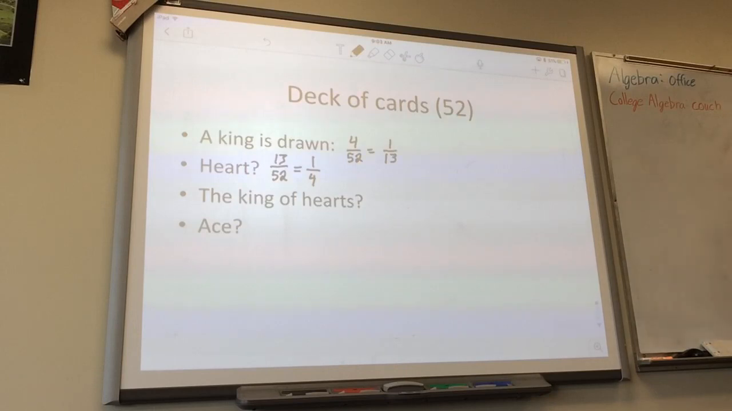So what is that? 1 out of 52. At least it's an ace. Okay, last ace. How many aces are there? 4 out of the 52, 1/13. So let's see if somebody can draw an ace.